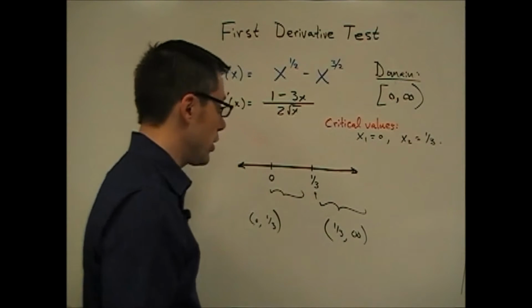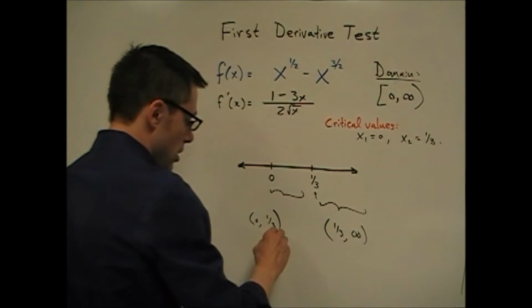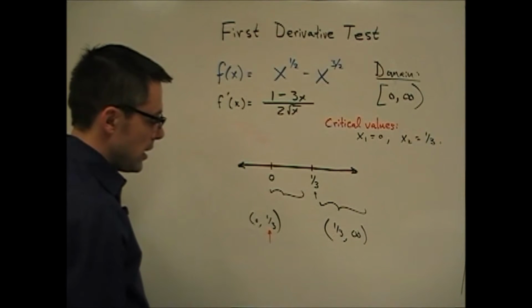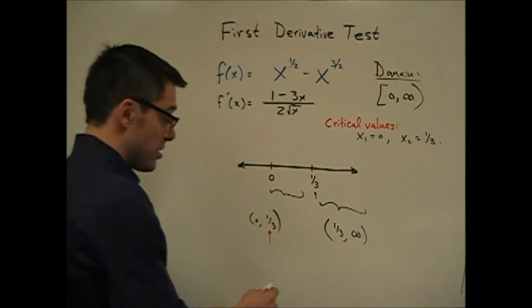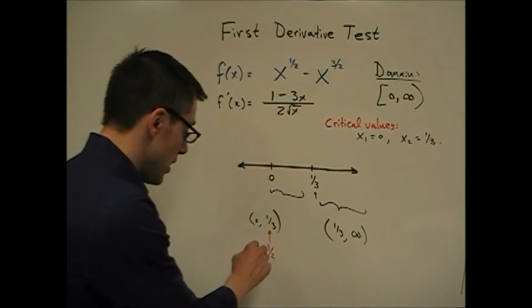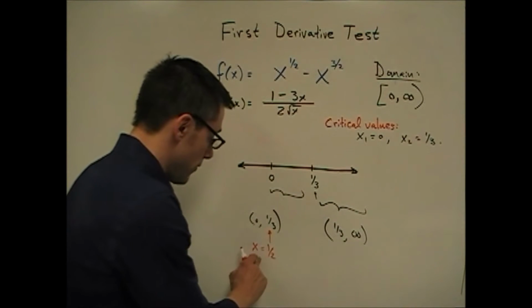Let's go ahead and look. Let's test. So again, I pick test values in these two intervals. Well, in this interval, we want to pick something as easy as possible. It looks like if I want to pick something in between somewhere, maybe an easy number would be 1/2. That's probably the easiest test value we could try. So let's try a test value of 1/2.